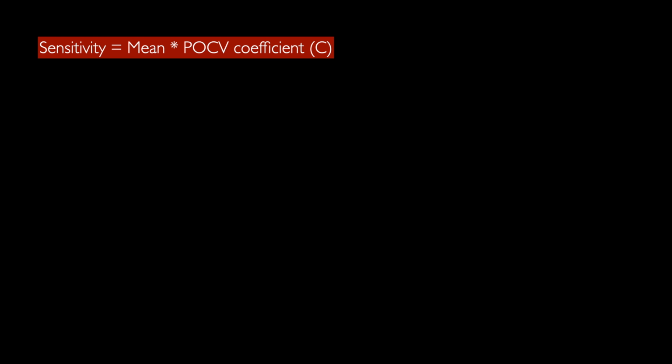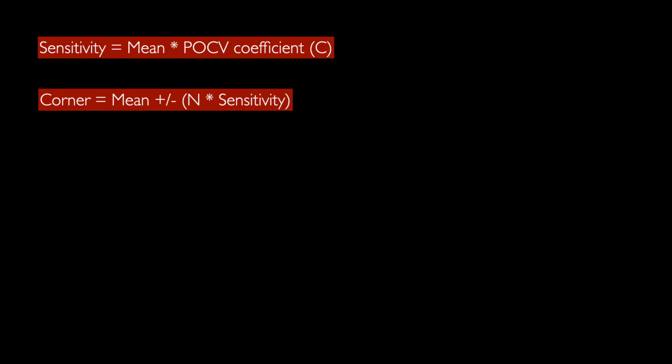Sensitivity is the value of variation due to the POCV coefficient at 1 sigma corner, which is the product of mean and the coefficient. Mean is again the nominal delay. Basically, it's the delay without the POCV coefficient applied.